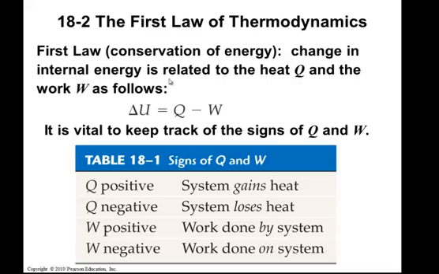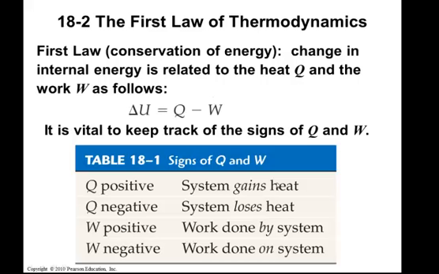The first law is basically the conservation of energy. So the change in internal energy is related to the heat and the work. So here's our change in internal energy, and we take the amount of heat, which we saw earlier in the chapter, minus the work. And the signs on Q and W are very important.